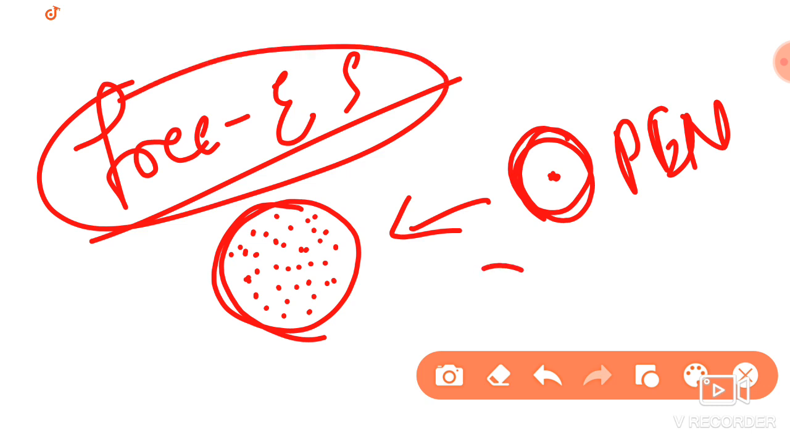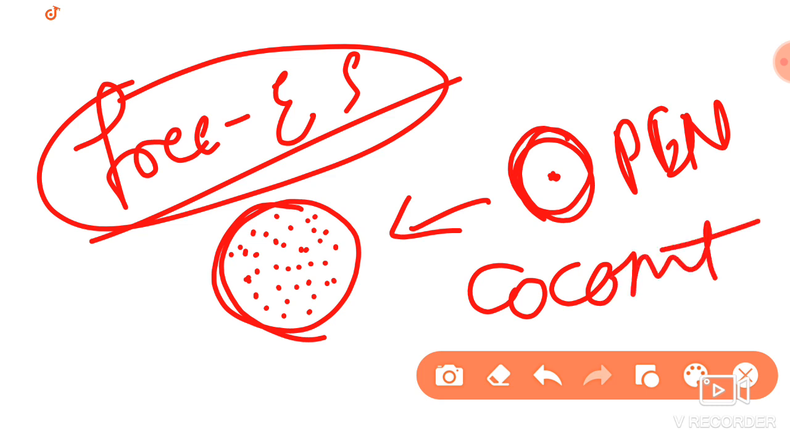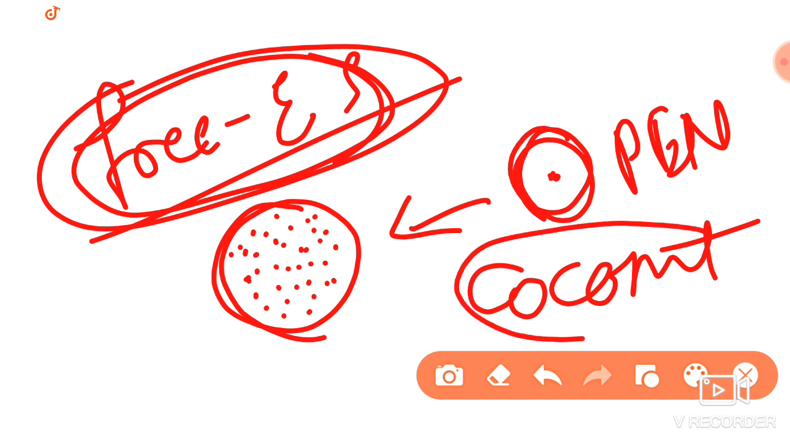And this we can see in the case of coconut. In coconut we can see this nuclear endosperm. In the middle of the coconut we find water, and that water is nothing but nuclear endosperm. Please remember that, for your competitive exams also it is very important.